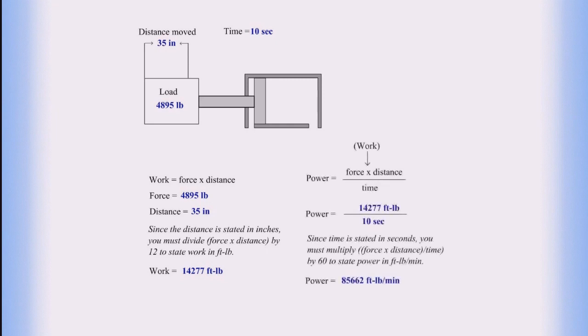Power equals force times distance divided by time. So here the power equals 14,277 foot-pounds divided by 10 seconds. And since the time is stated in seconds, you must multiply by 60 to state power in foot-pounds per minute. So here the power equals 85,662 foot-pounds per minute.